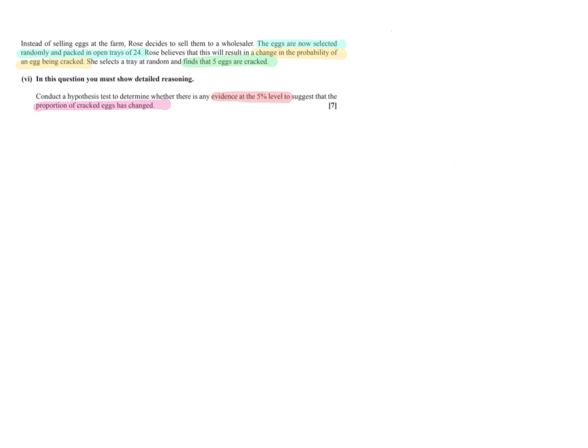So, remember what X is. X is the number of cracked eggs. Now, the distribution of X has changed a little bit. It's still binomial, but the n value is 24 because the eggs are packed in trays of 24. The probability is still 0.1 under the null hypothesis.